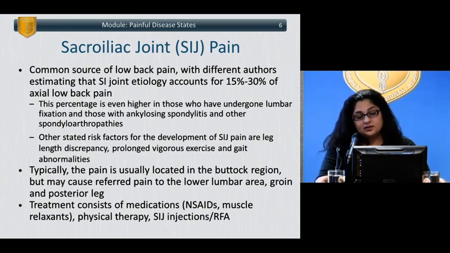Most of the time, SI joint pain can be a source of axial low back pain. It's actually 15 to 30% of the etiology for low back pain. Again, the pain can radiate from the buttock to the posterior thigh, stopping at the knee.